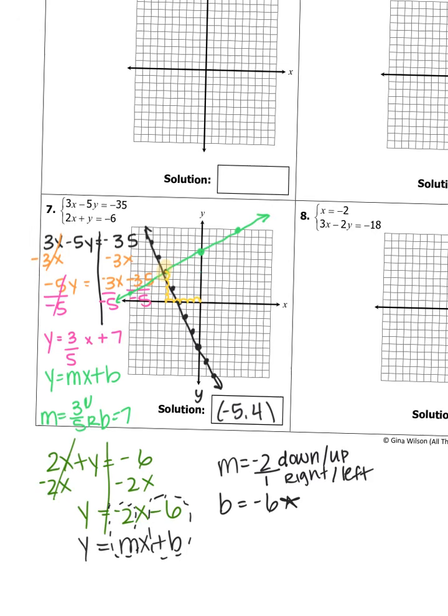I wanted to see if you remembered, so we did this before break for sure. When you graph x equals -2, remember that this is the x-axis, and you have to find -2, and then I'll leave it up to you. Do you think you're going to draw a vertical line down, or do you think you draw it across? And then you're going to do the same thing for the 3x minus 2y equals -18, just like I did over here. All right, so go ahead and finish up number 8.